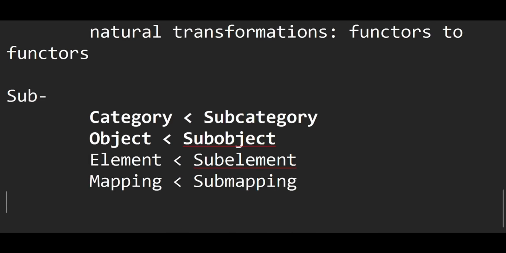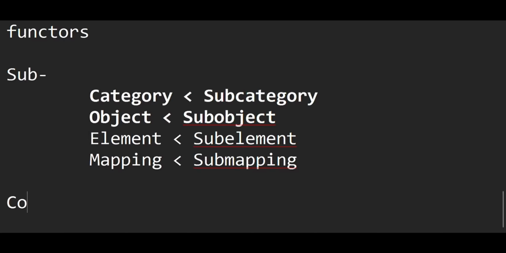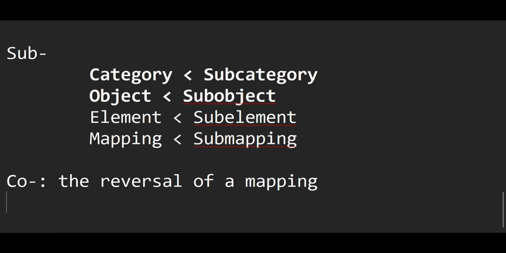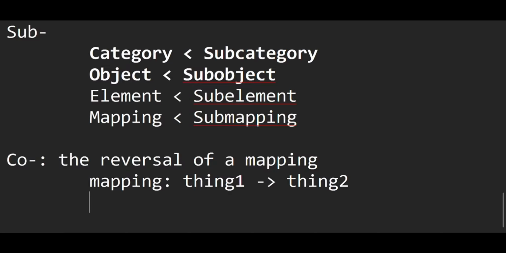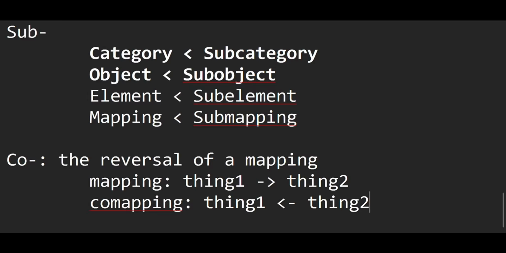So, for mappings in particular, if you put a co in front of it, it means the reversal of a mapping. So remember, we said before that a mapping is an arrow pointing from thing 1 to thing 2, right? Well, technically, a co-mapping is the exact opposite. It's an arrow pointing back from thing 2 to thing 1. Okay?